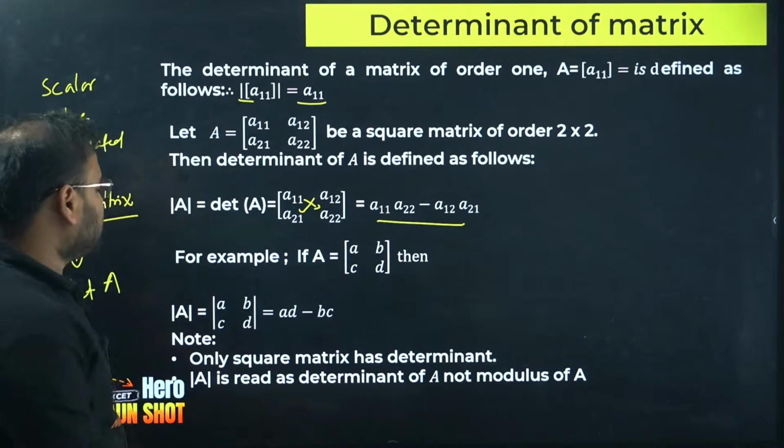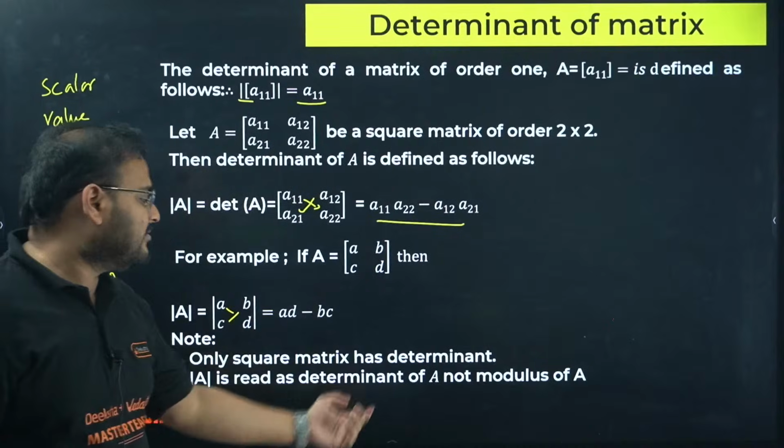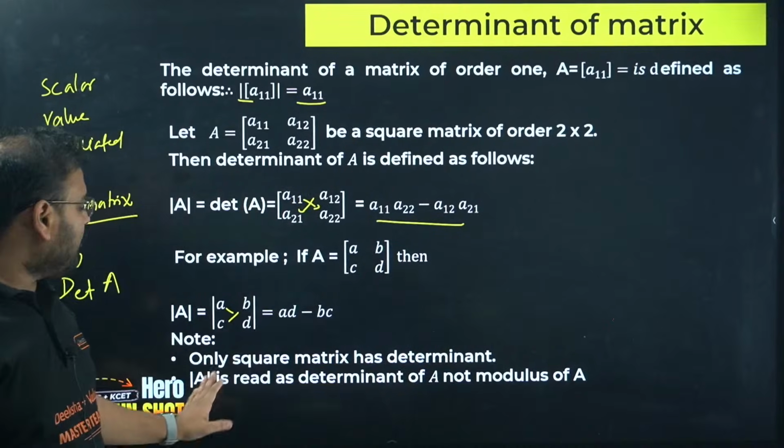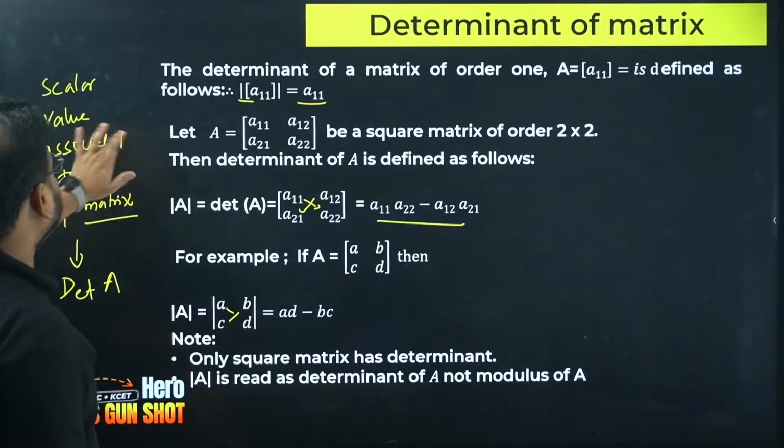Okay, and this is, for example, AD minus BC is given over here. So this is very simple. So only a square matrix will have the determinant, and this value is read as determinant of A, not as the modulus. Okay, don't make that mistake.